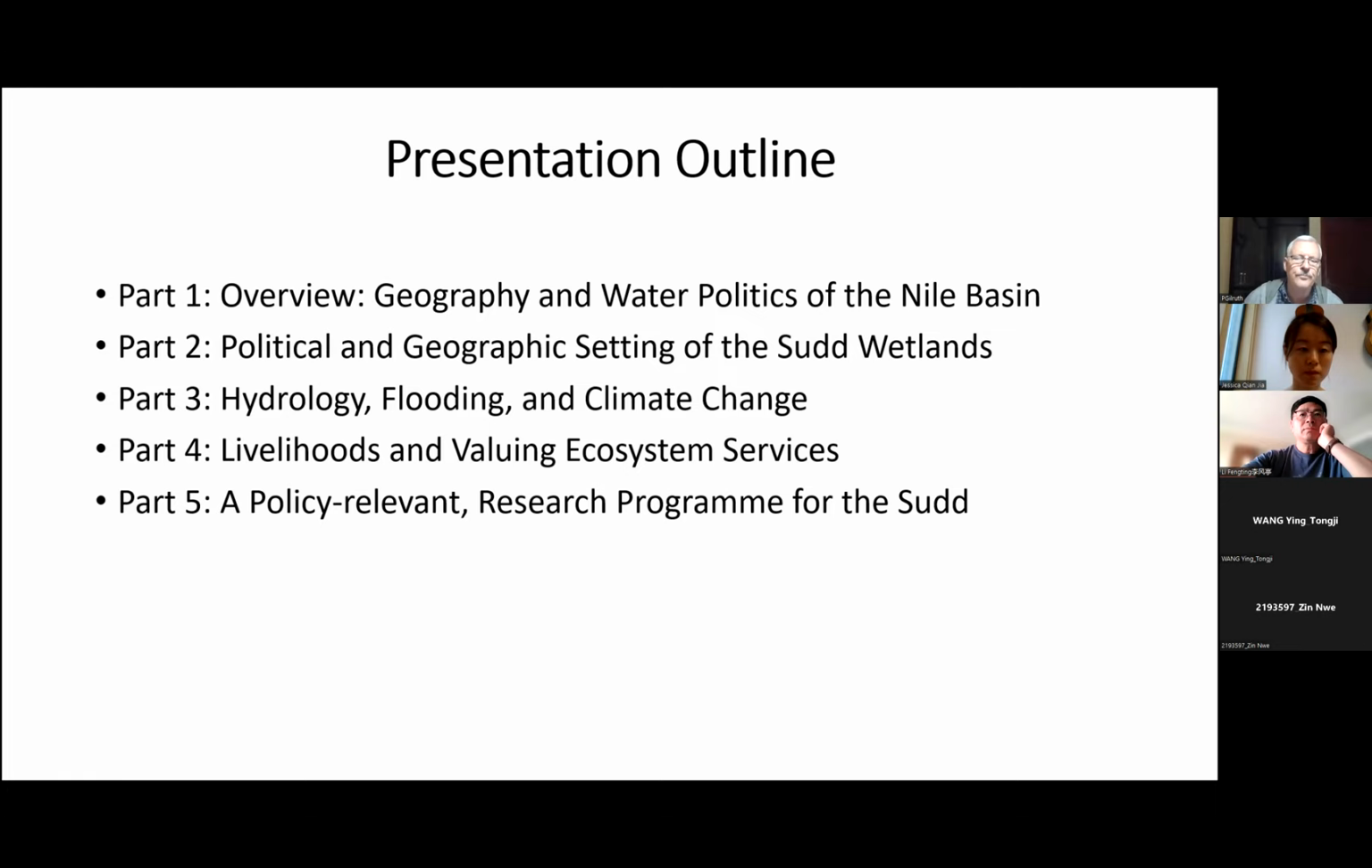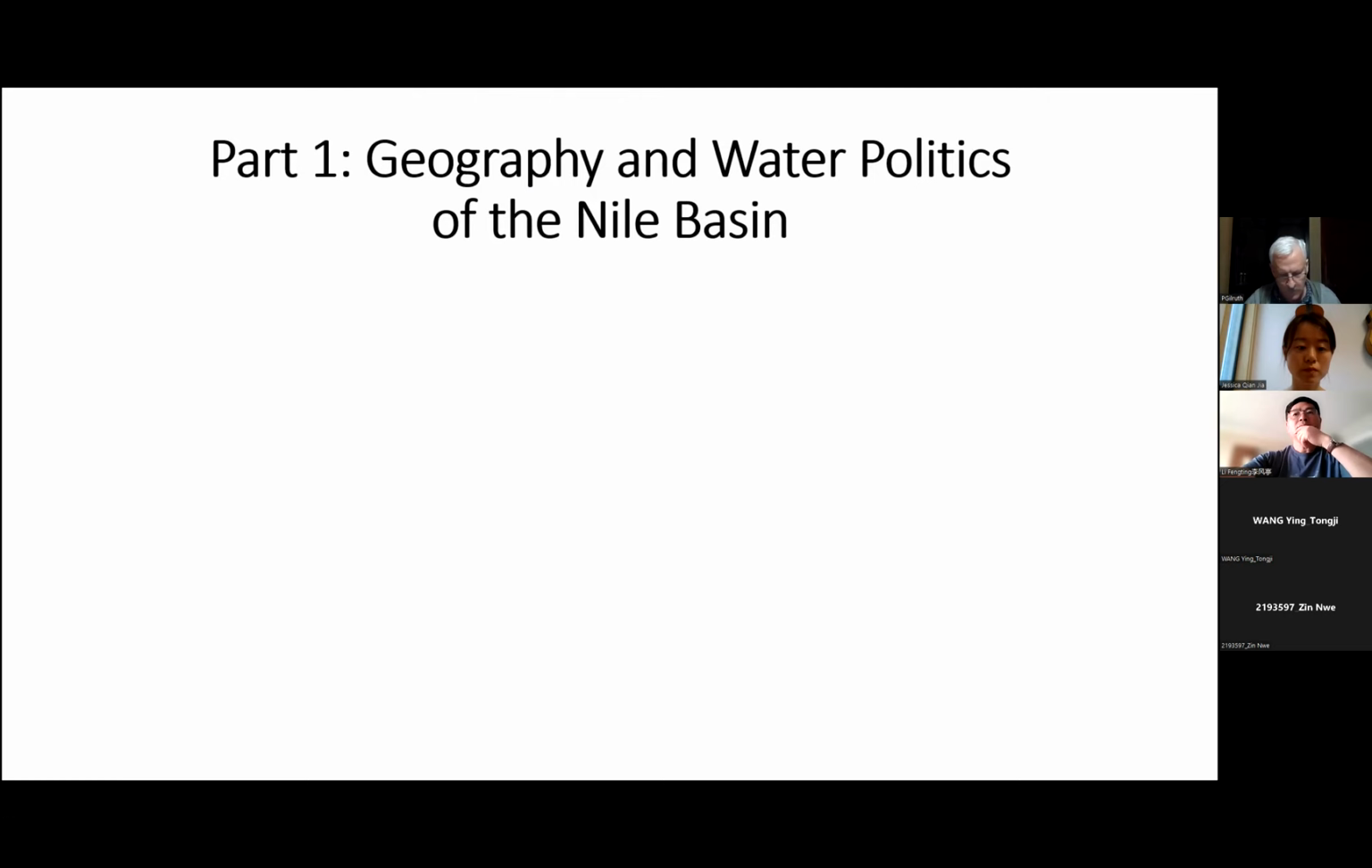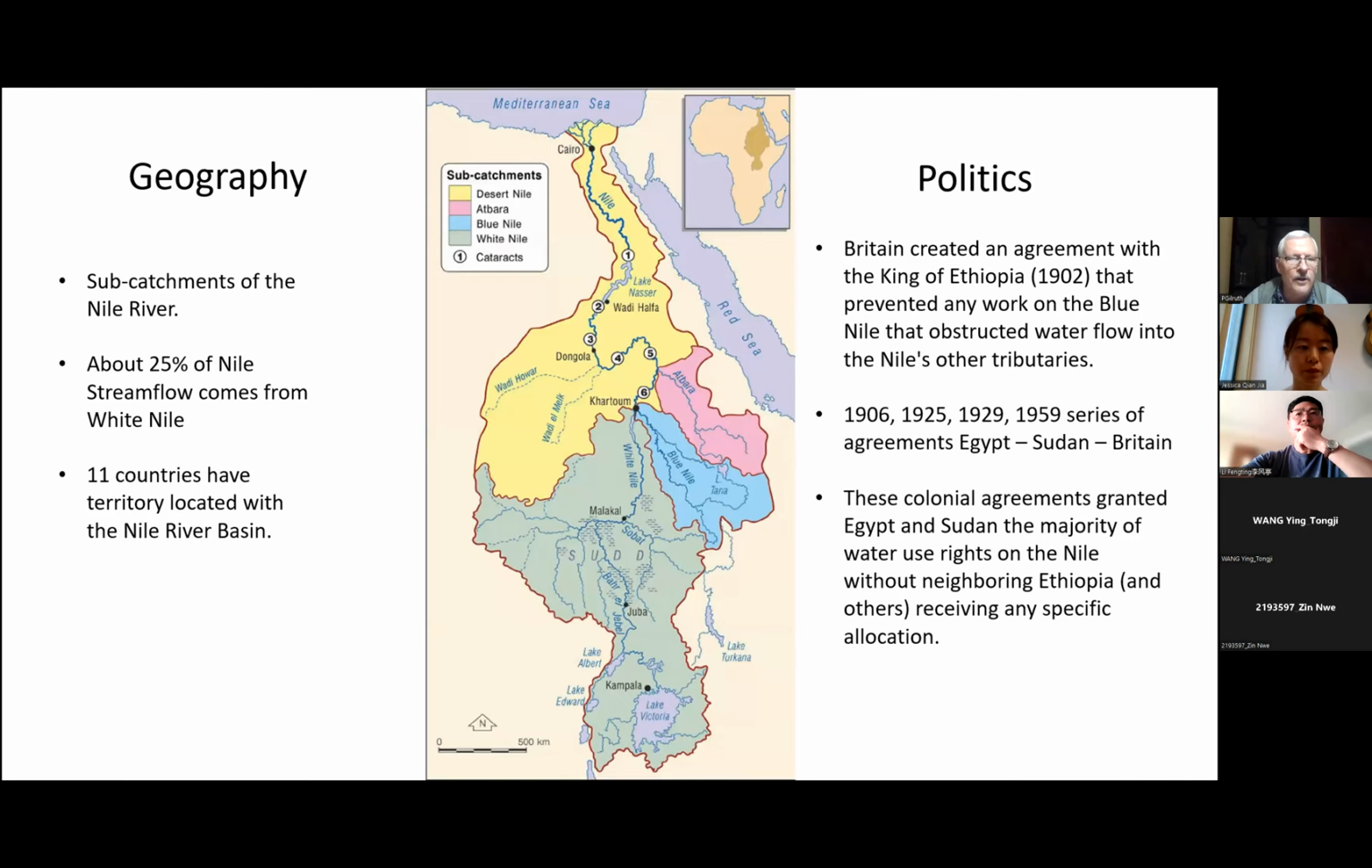So we go on with part one. This is an overview, and we start with the big picture. First of all, on the left side, you see geography. On the right side, you see politics.